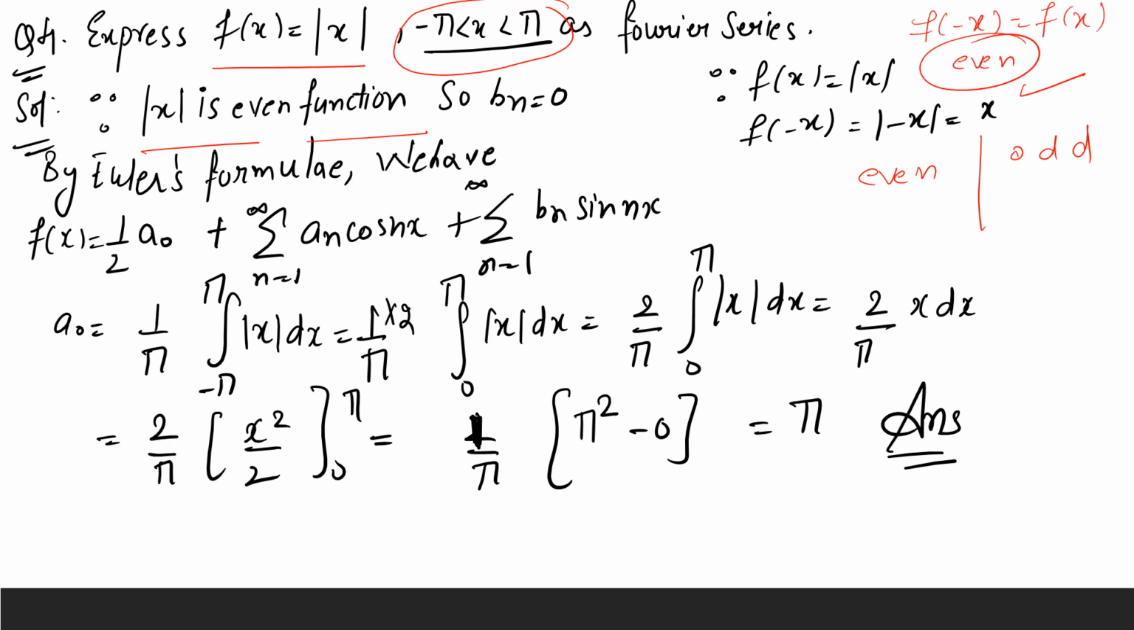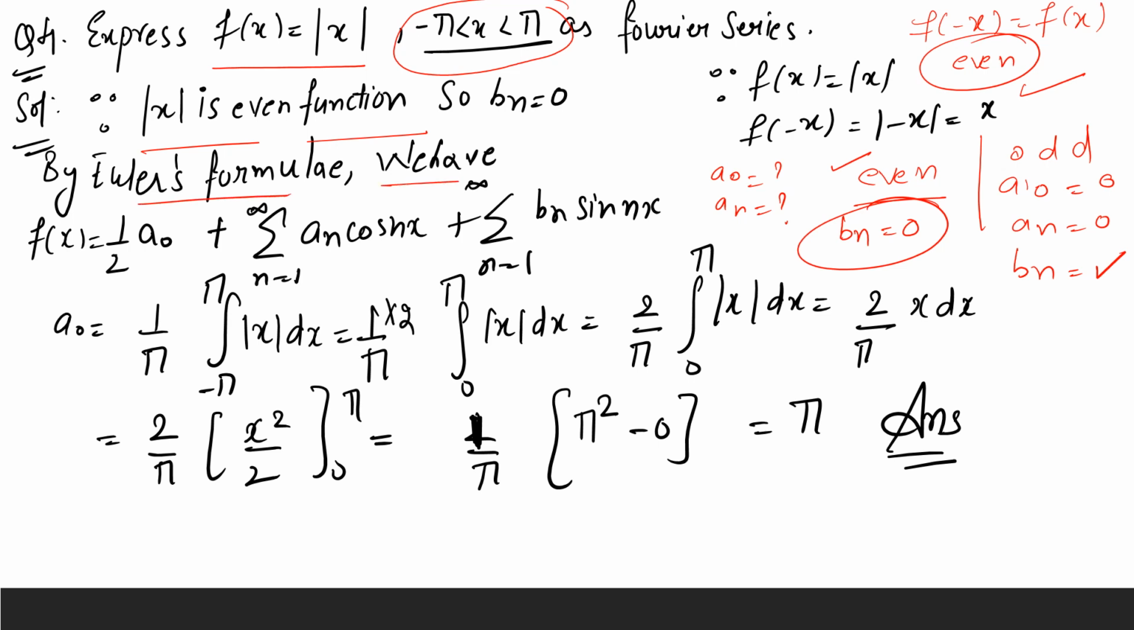If the function is even, then only bn will be 0, and if function is odd, then a naught will be 0, an will be 0. You have to find only bn. And if the function is even, you have to find a naught and an. So there is extra benefit that we know that we don't have to calculate bn. We just have to calculate a naught and an.